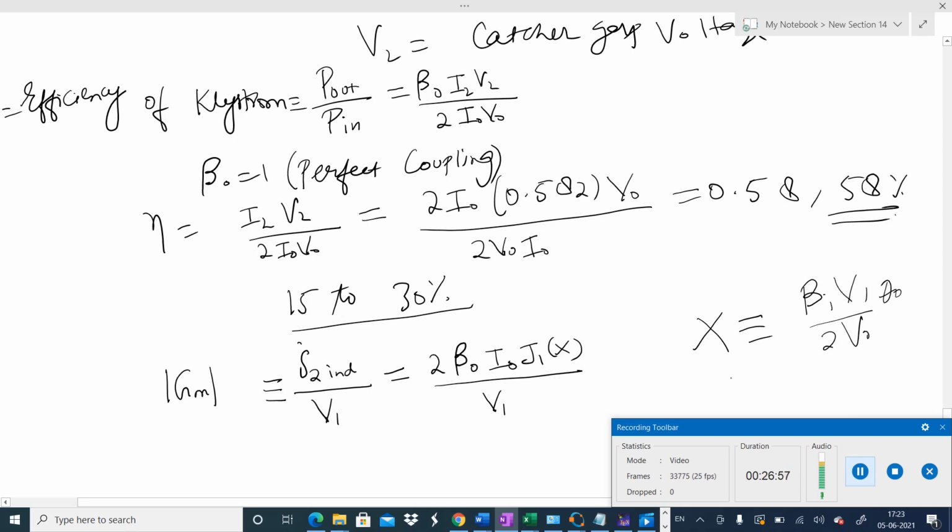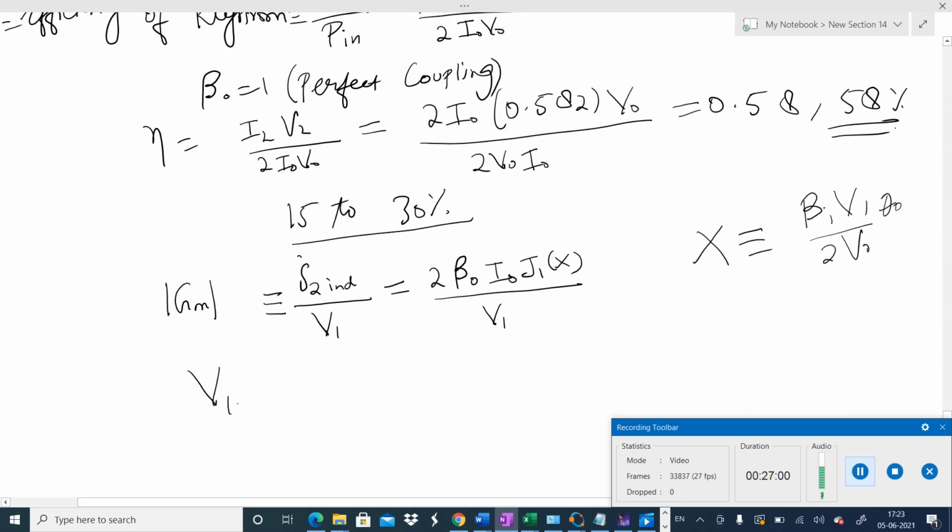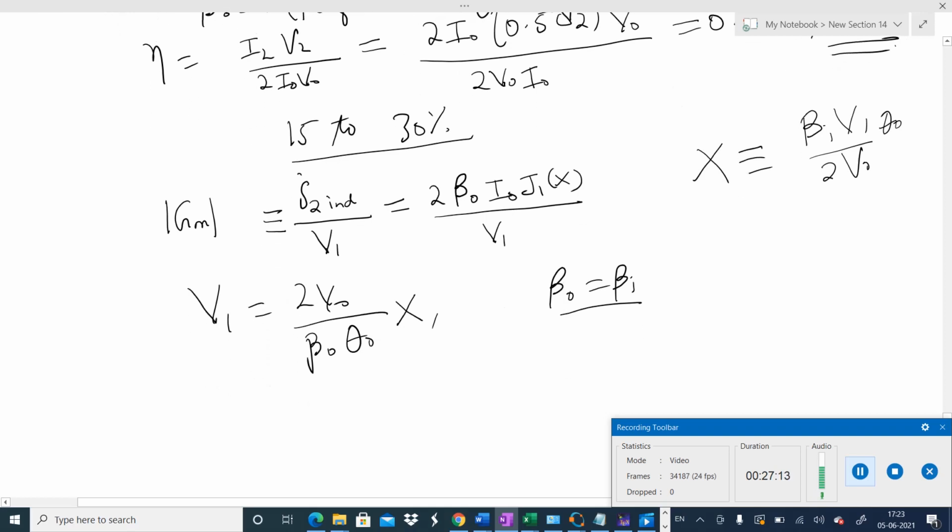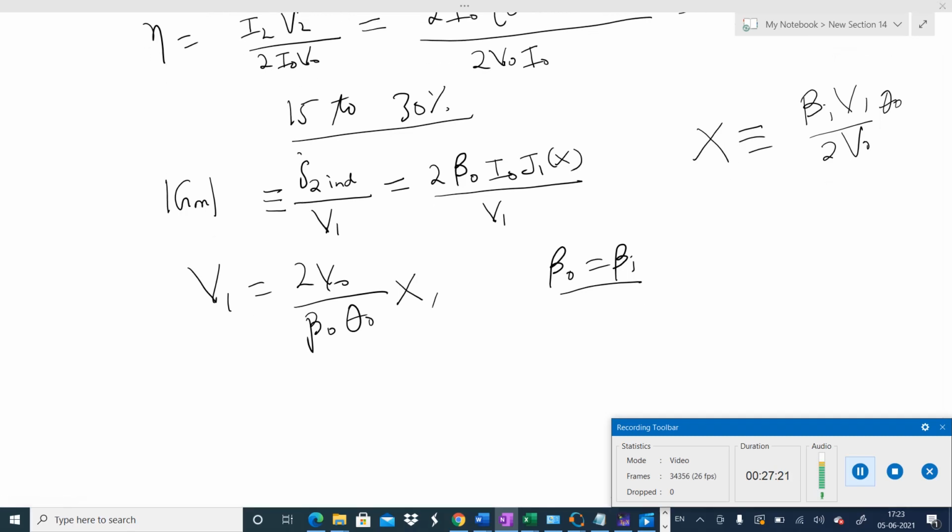So in terms of this, I can write V1 as 2 V naught divided by beta naught theta naught times x. And if we assume that both buncher cavity and catcher cavity are identical, then we can substitute beta naught for the same. So then we can normalize with what? I naught divided by V naught. This we can call G naught. What is this? This is DC beam conductance.